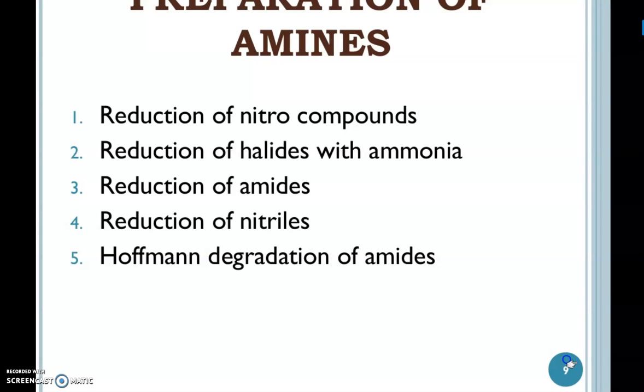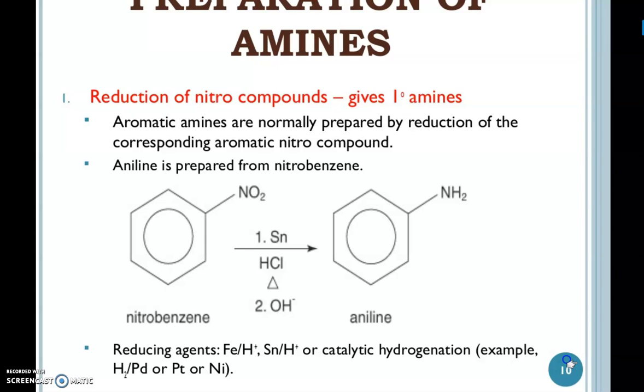Then how can we prepare our amines? The preparation of amines is mainly by these methods: reduction of nitro compounds, reduction of halides with ammonia, reduction of amides, reduction of nitriles, and Hofmann degradation of amides. So let's see one by one.